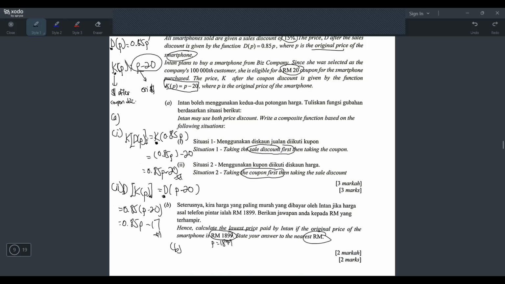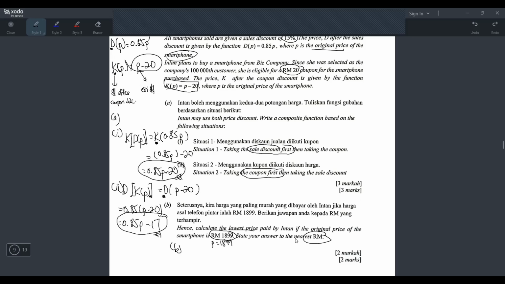Of course, it will be taking sale discount first. You know why? Because look at the function. This is the answer, right? So do you think 0.85p minus 20 will be lower or 0.85p minus 17 will be lower? Obviously, minus 20 will be lower, right? Because if you look at both functions, they are both 0.85p, but this one minus 17 ringgit, this one minus 20 ringgit. So which one will give you the lowest price? Obviously this one, right?